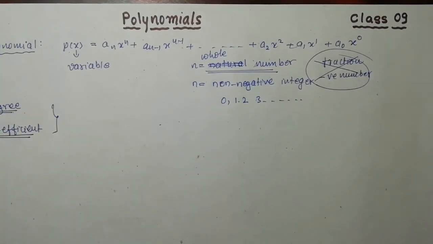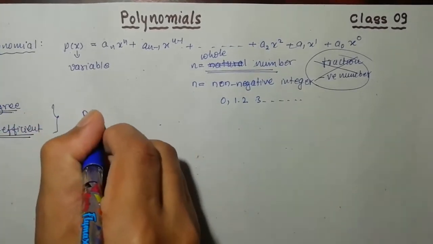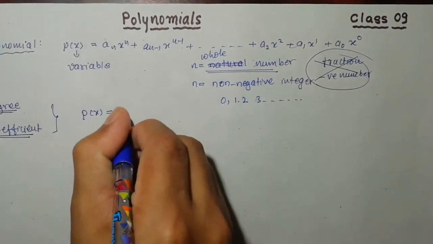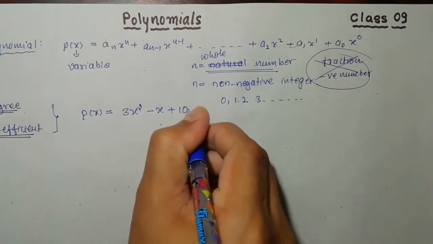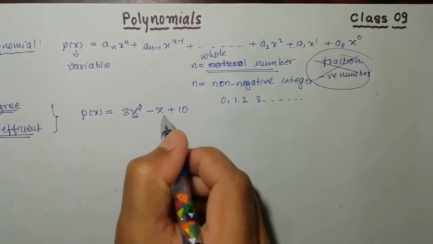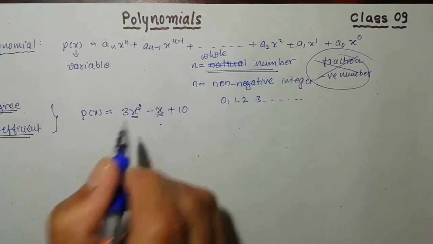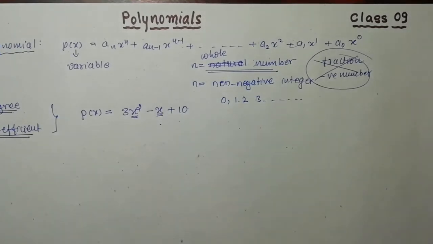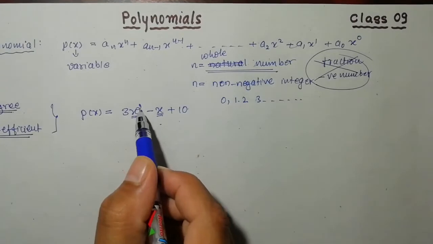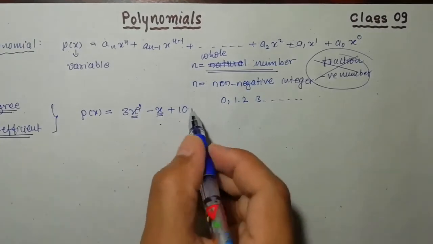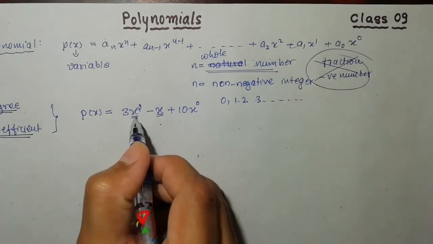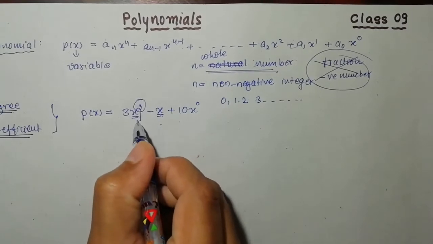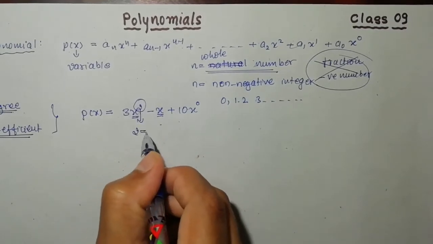I'm going to explain this by taking an example. Let us consider a polynomial like this: p of x is equal to 3x square minus x plus 10. Now look here, what is the variable? X is the variable, and if you look at the exponent of x, it is a non-negative integer. Here x power 2, x power 1, and x power 0 is present: 10 into x power 0. Now what is the highest exponent of the variable here? In this term the highest exponent is 2.